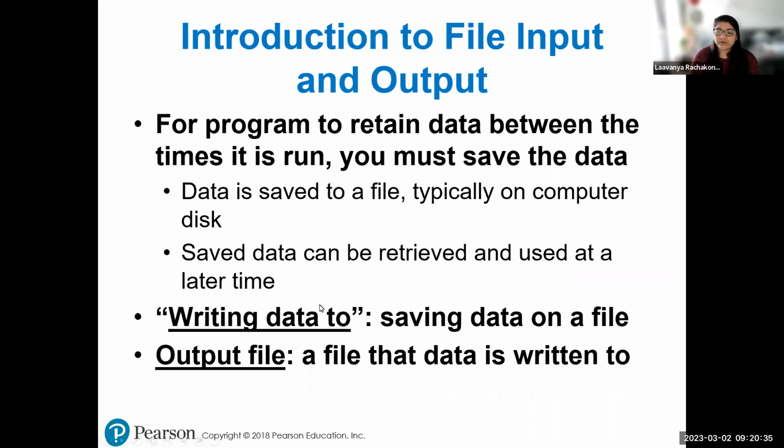Writing data to a file means that you are saving data onto the file. An output file is a file that is used to store the written data. So whenever I say that you are writing some data into the file, that means you are basically saving data onto a file.